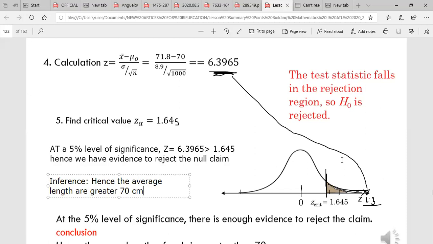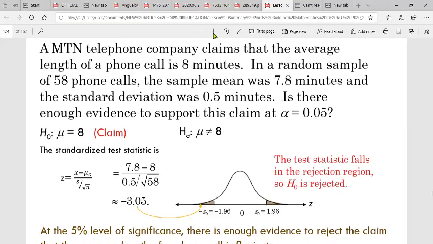Now, let's take another example to make it much clearer. So let's move on to the next example. Here we are told that MTN telephone company claims that an average length of phone calls is 8 minutes. So the claim has been reported here clearly, that they are making a claim.